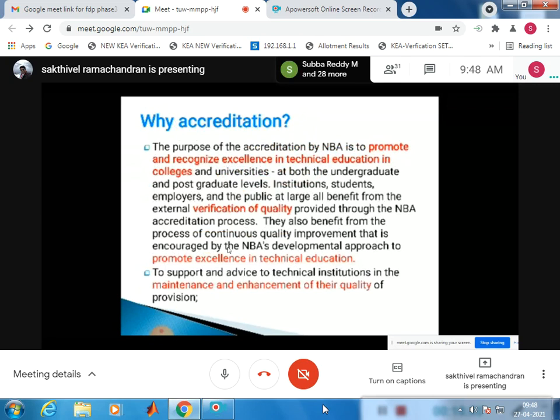Why do we require this accreditation? Basically to have a recognition of excellence, right? A recognition of that particular institution with respect to that course, and a verification of the quality of the teaching-learning process being offered, or in other words, to promote excellence in technical education.